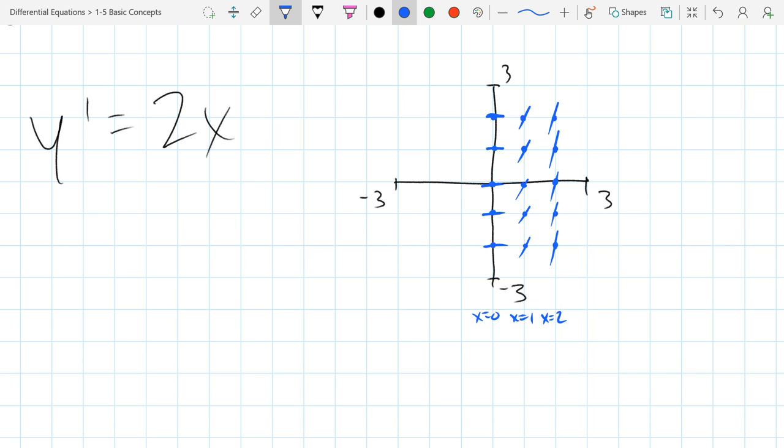Now we're going to go for negative 1. So plot your 5 points and graph some slope. And do the same thing for negative 2.